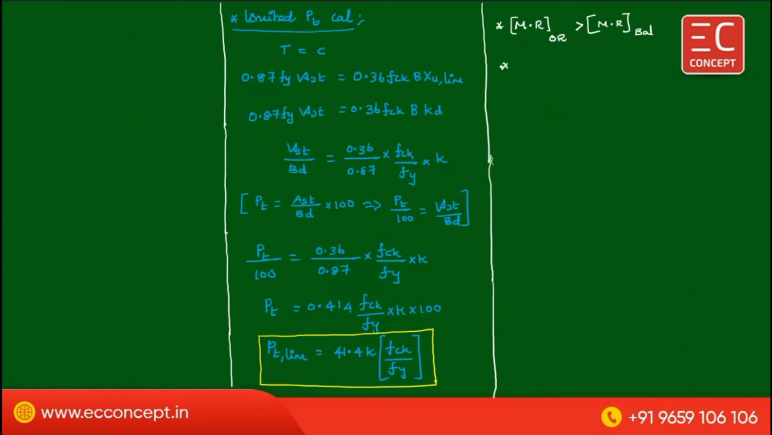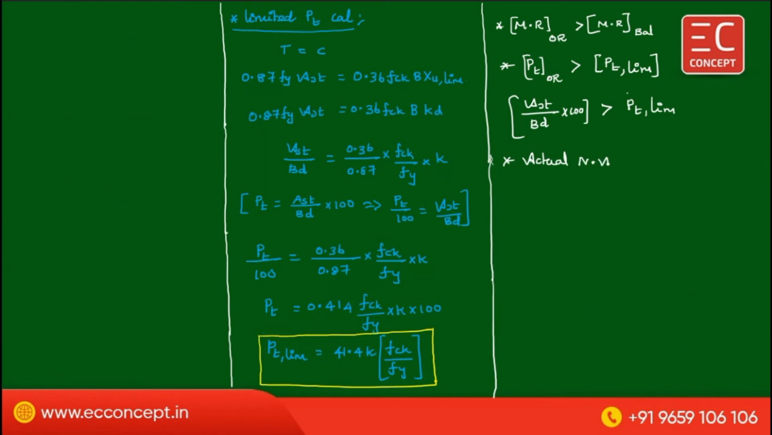Now AST. In the over reinforced section, the percentage of AST divided by BD, that is, I can write PT for the over reinforced section, is greater than PT limit, that of the balanced section. So what is PT? AST divided by BD into 100, greater than PT limit.